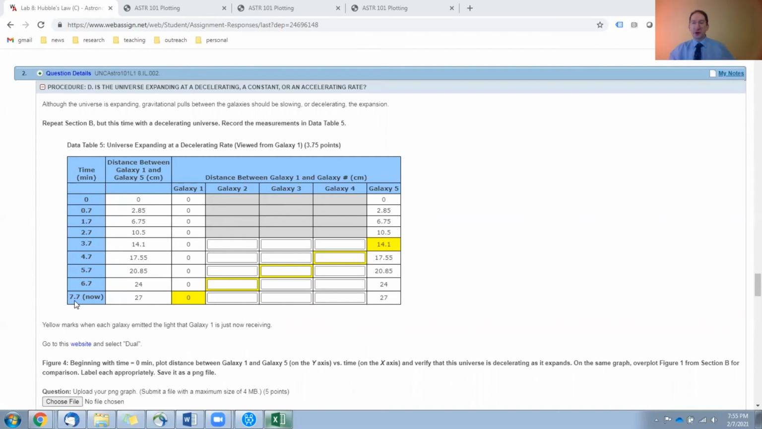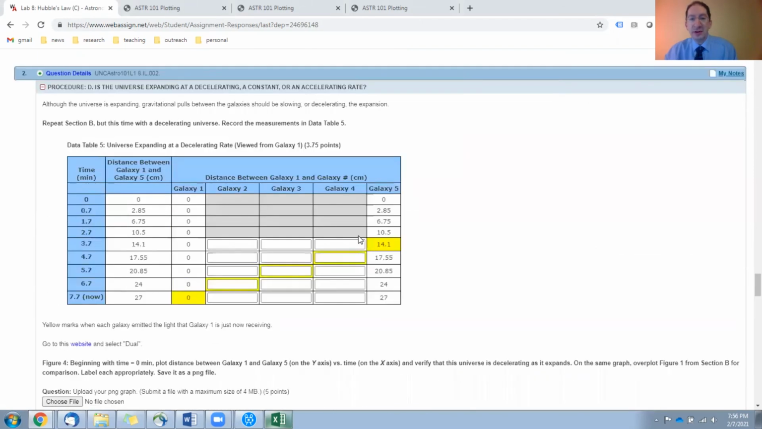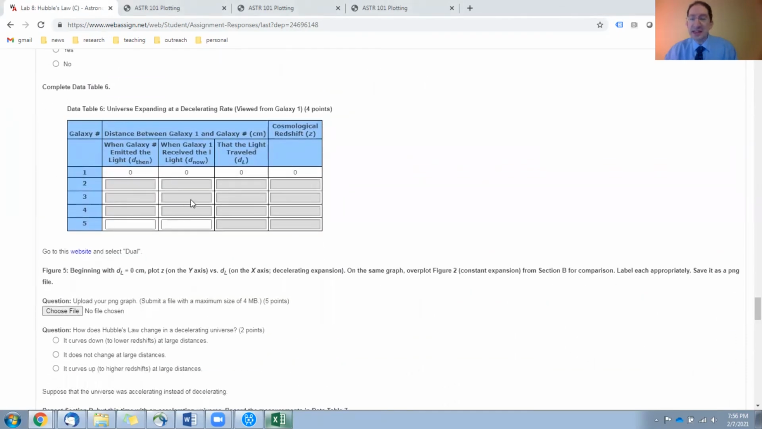And you're doing this just to confirm that this is indeed a decelerating universe. In fact, you'll overplot these data from the previous section where the universe was expanding at a constant rate, just so you can compare and contrast the two and see more easily that this is indeed a decelerating universe. You'll save that figure and upload it here. Then it asks you the question, is this universe decelerating as it expands? Yes or no?